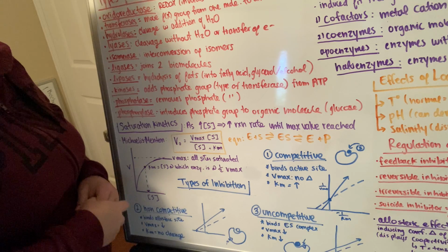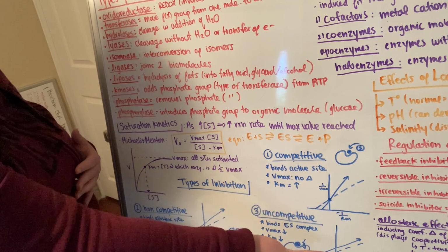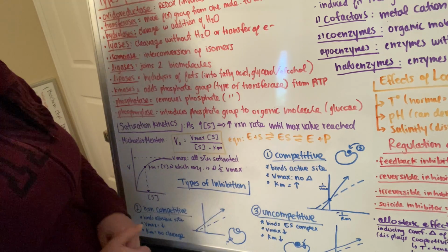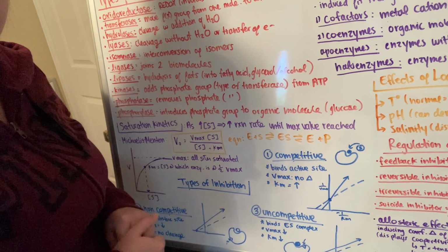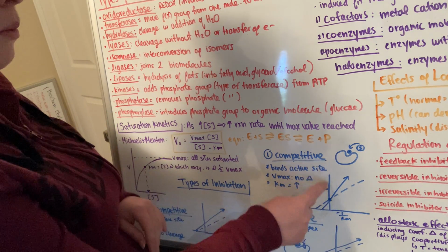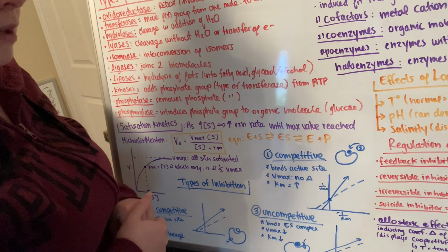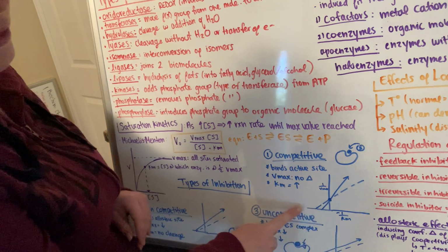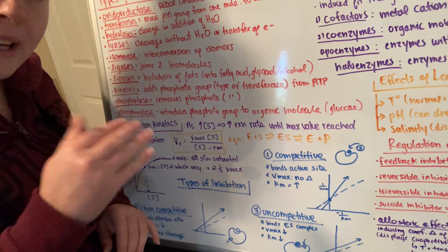And with these types of inhibitions, each of them comes with one of these Lineweaver-Burk plots, and you can also see the type of inhibition from it. So this y-axis in a Lineweaver-Burk plot represents 1 over Vmax, and this x-axis represents -1 over Km.